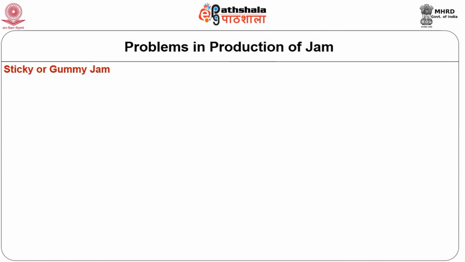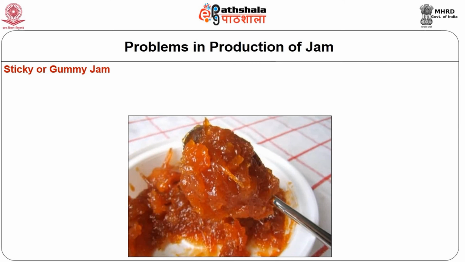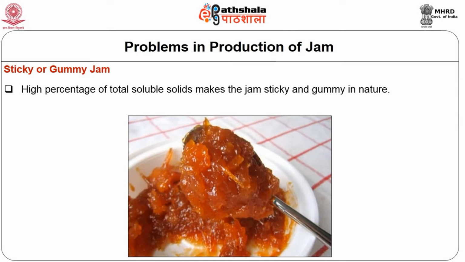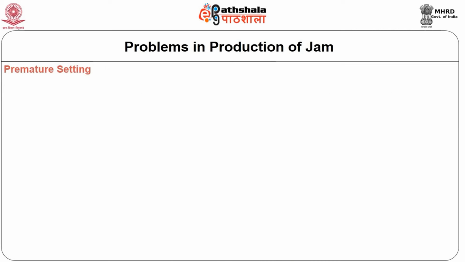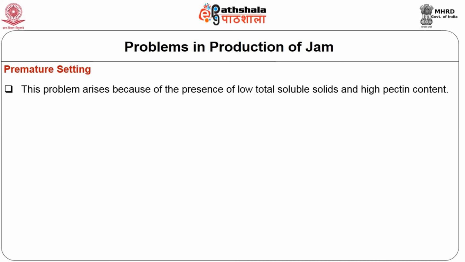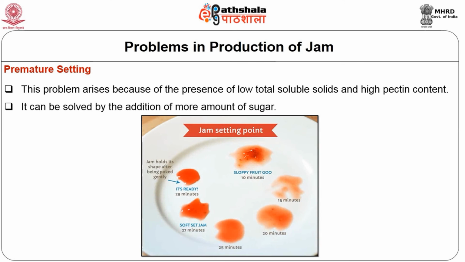Next, sticky or gummy jam. High percentage of total soluble solid makes the jam sticky and gummy in nature. This can be prevented by the addition of sufficient amount of citric acid, pectin, or both. Premature setting in jam. This problem arises because of the presence of low total soluble solids and high pectin content. It can be solved by addition of more amount of sugar.